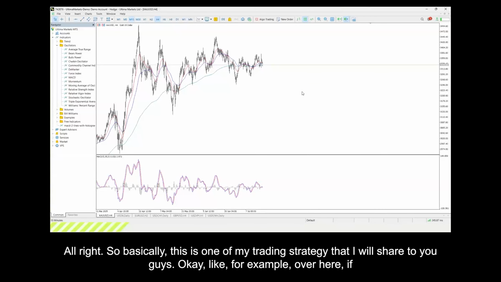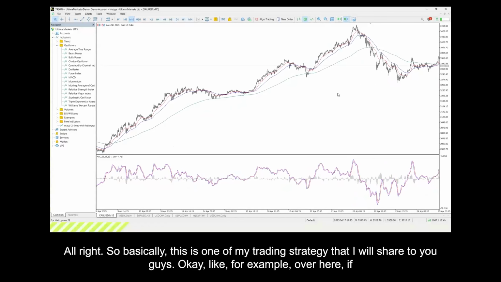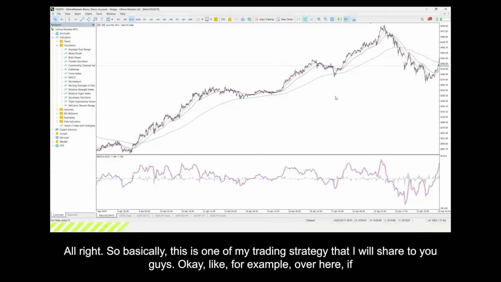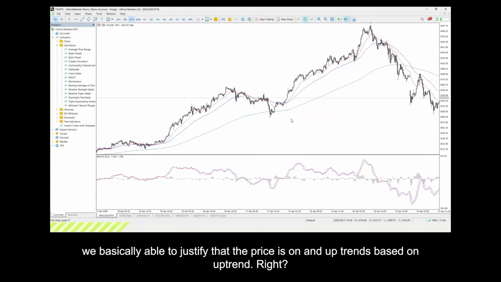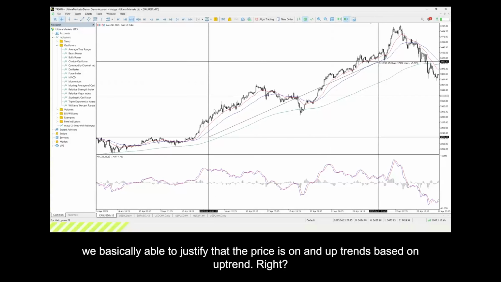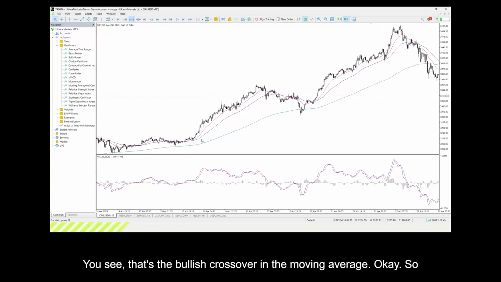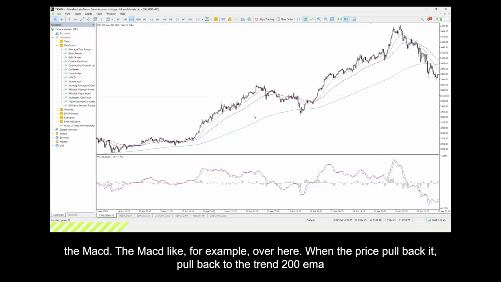So basically this is one of my trading strategies that I will share with you guys. For example, over here, by using the moving average, we are able to justify that the price is on an uptrend. You see that's the bullish crossover in the moving average. So when are we going to enter the market? What we can do is use the help of the MACD.